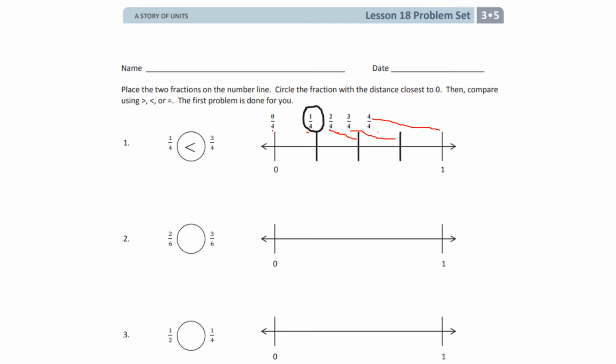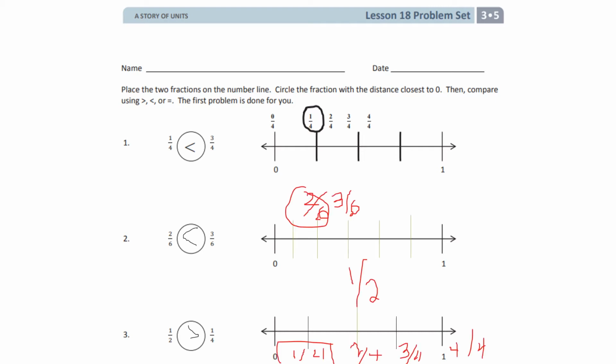All right, we are going to be going over the answers. If you need more time, just press pause. So here you can see we're going over the answers. We can see that 2/6 is closer to 0, making 3/6 greater than 2/6. So 2/6 is less than 3/6.